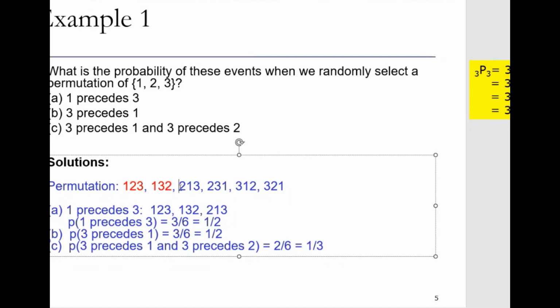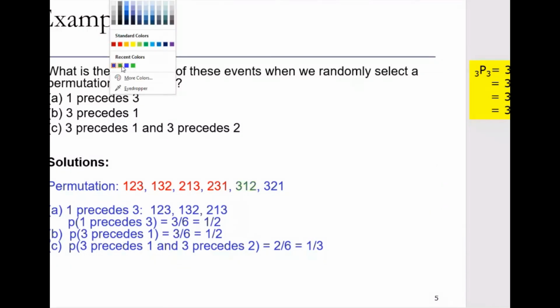2, 1, 3. Does 3 precede 1 and 3 precede 2? No, because you see, 3 is after both of them. So reject. Now, does 3 precede 2 or not? No. 3 only precedes 1. So again, reject. But let's look at this. Does 3 precede 1 and 2? Yes, because it appears before 1 and 2, right? So we accept this. Good, we accept.